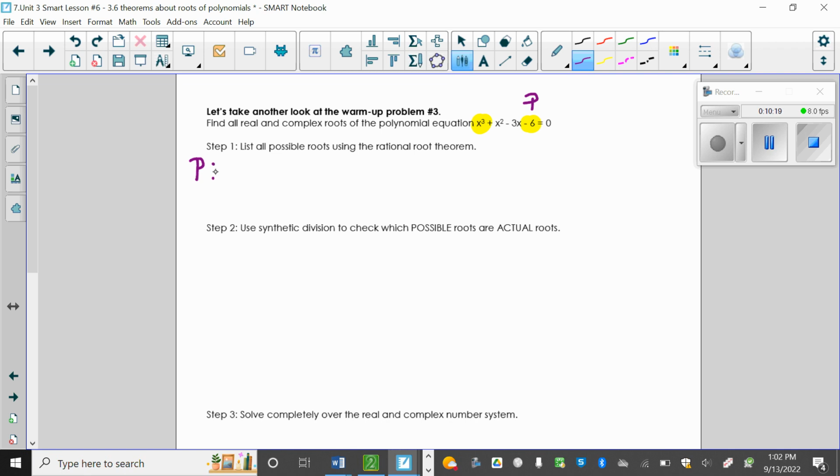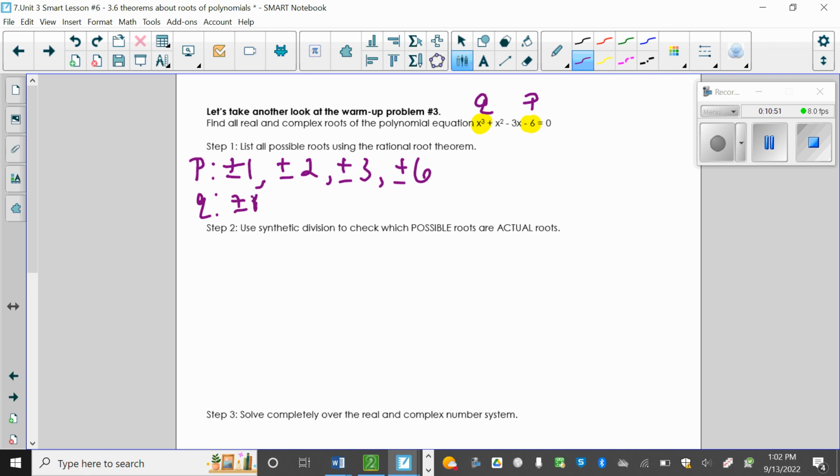So the factors of 6 are positive and negative 1, positive and negative 2, positive and negative 3, and 6. I just started counting: 1, 2, 3, and 6. Our factors of q are the factors of the leading coefficient. So our factors of 1 are just positive and negative 1.